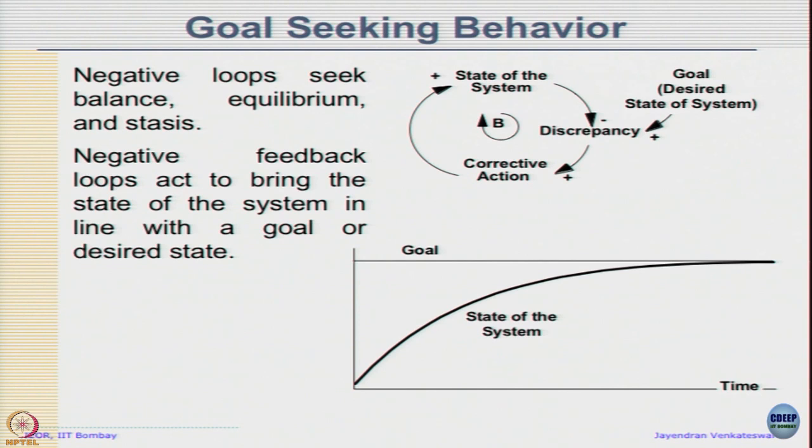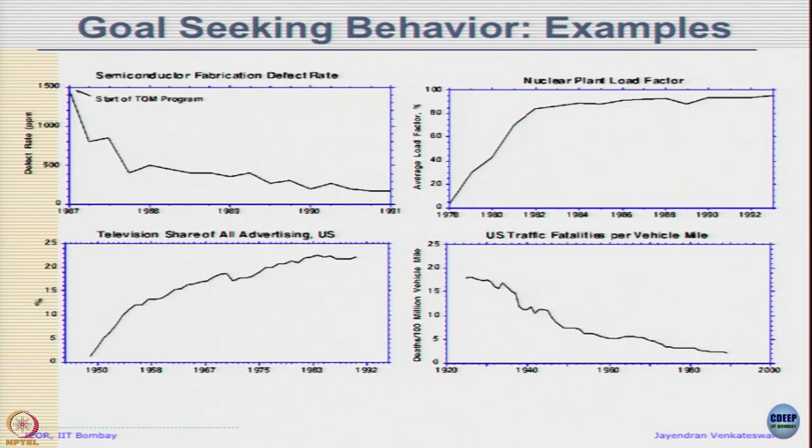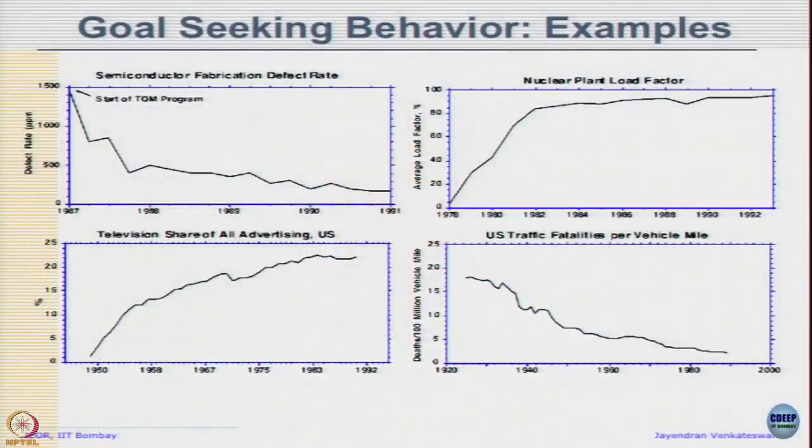The behavior we can expect is something like this. The goal can be approached from the bottom to the top or from the top to the bottom. There are nice examples like semiconductor fabrication defect rate. We model the defect rate, and it goes down exponentially. There is goal seeking behavior. Nuclear plant load factor can rapidly increase up to about 80% load, but after that it increases very, very slowly. Or television share of all advertising, or US traffic fatalities per vehicle. So all these things show a kind of goal seeking behavior over time. Again, the x axis is time, we are looking at time changing behavior.